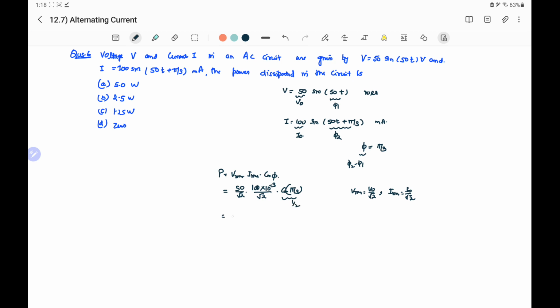So we will have 50 into 100 into 10 to the power minus 3 divided by root 2 into root 2, it is 2 and it is 2. So we will have 5000 into 10 to the power minus 3 by 4, or simply 5 by 4, and we can write it as 1.25 watt. Hence option C is the correct option.